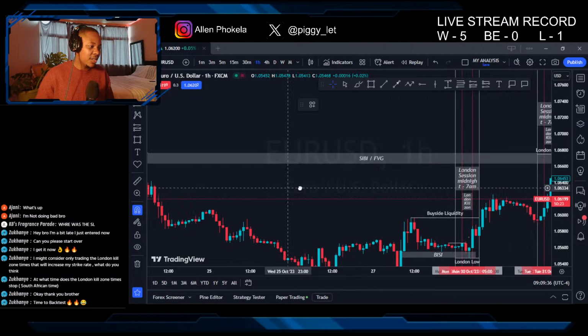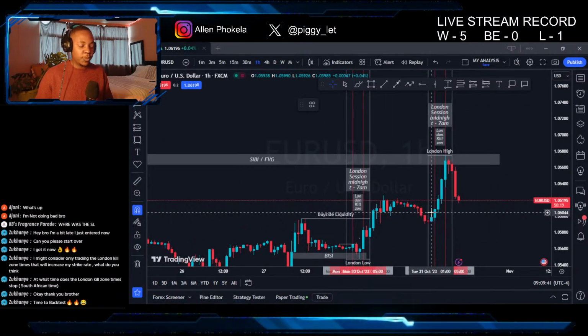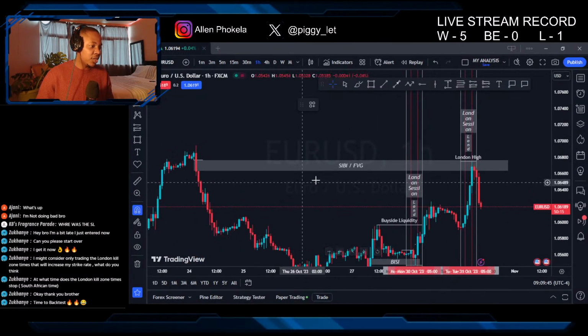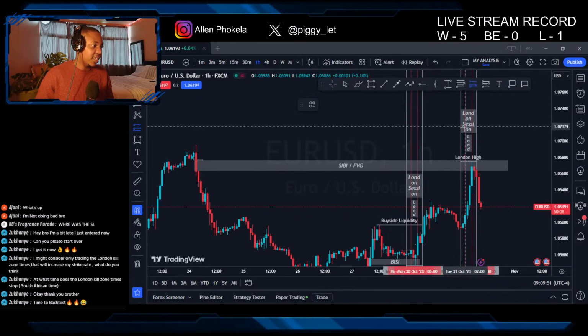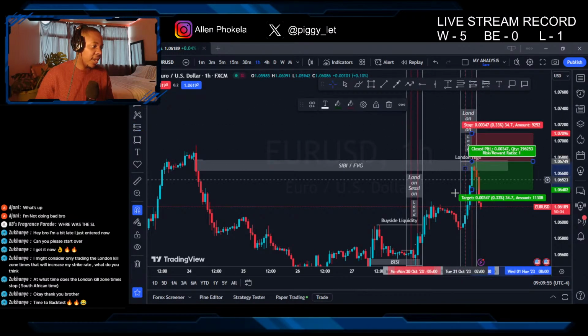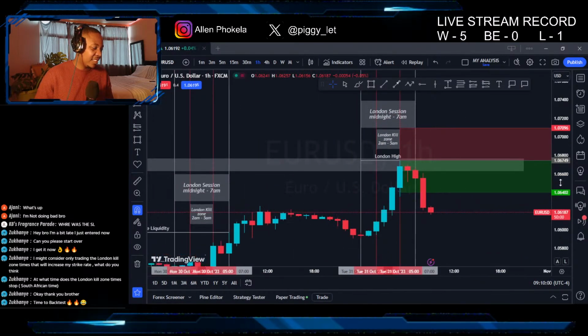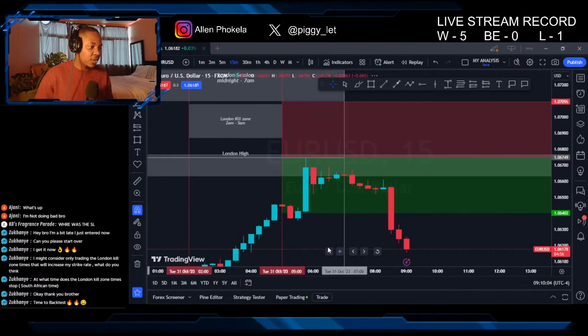So as you can see, we turtle souped. Is it turtle soup? Yeah, turtle soup, or we had a Judas swing into that BC right there, and then that's when you'll actually consider taking a short trade. But that happened right after the kill zone stopped, 5 a.m.